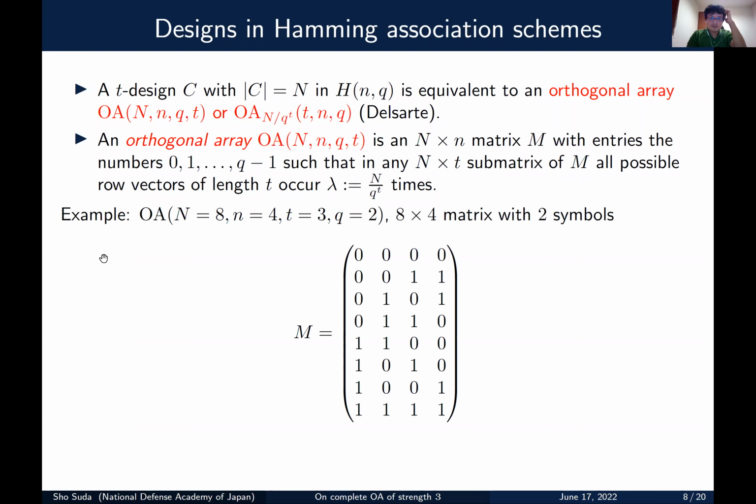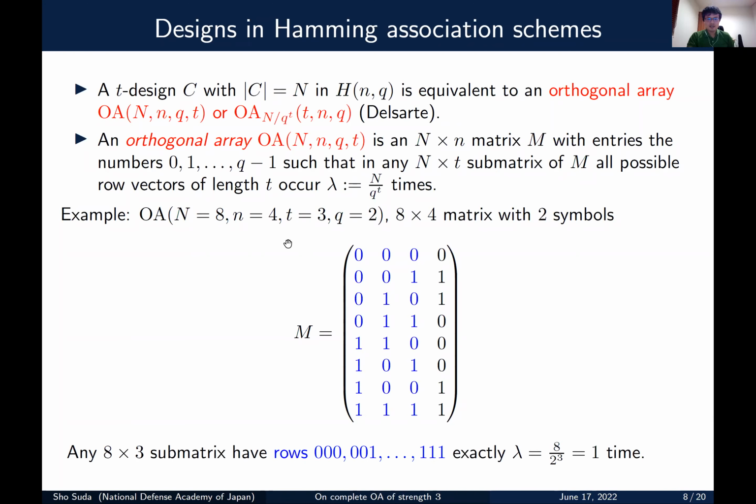Here is a simple example of an orthogonal array. This example has parameters 8, 4, 2, 3. So 8 and 4 mean this matrix is an 8 times 4 matrix, and Q is 2, so this matrix has two symbols. And in this case, the strength T is 3. This means that if we consider any 8 times 3 submatrix, for example, if we restrict the columns to the first, second, and third columns, we have an 8 times 3 submatrix.